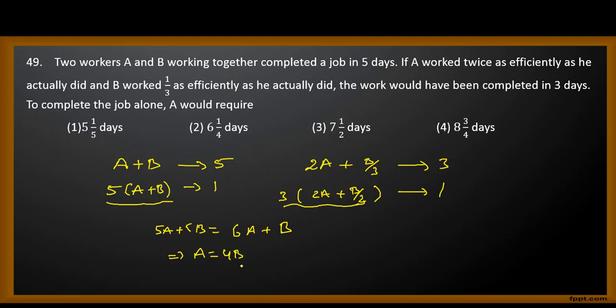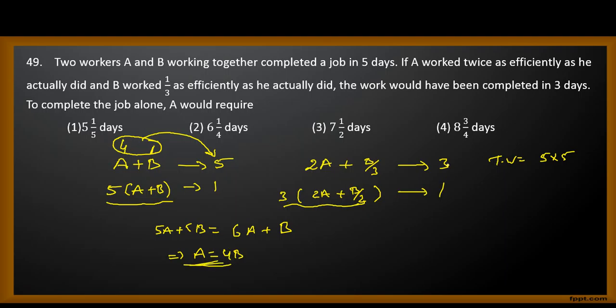If B does 1 unit per day, then A will do how many units per day? 4 units per day. Together they will do how many units per day? 5 units per day. Working at 5 units per day, they can complete the work in how many days? 5 days. So total work, can I write it as 5 into 5? Because I am assuming that B will do 1 unit, then A will do 4 units according to this equation.